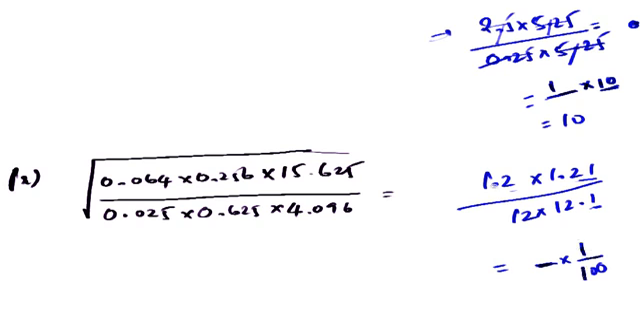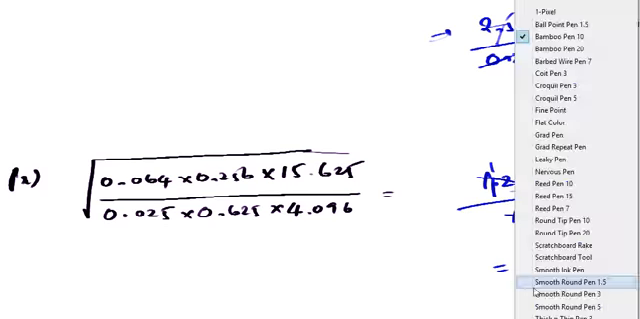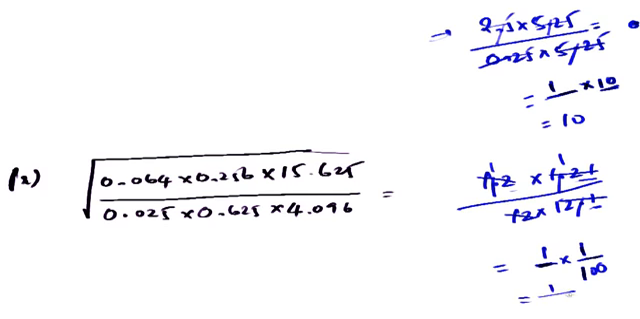So once you write 1 by 100, cancel all the decimal places. This is 12, this is 12, it will be cancelled one time. It is 121, this is 121, it will be cancelled one time. So your answer is 1 into 1 by 100. So the answer will be 1 by 100.